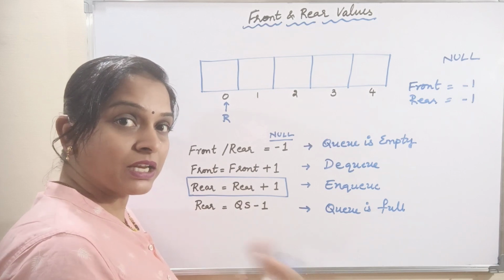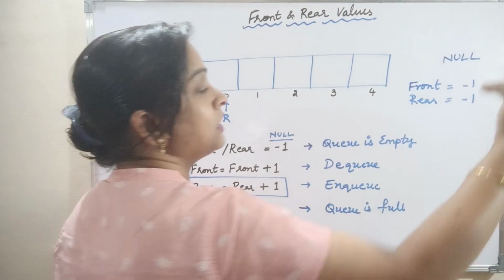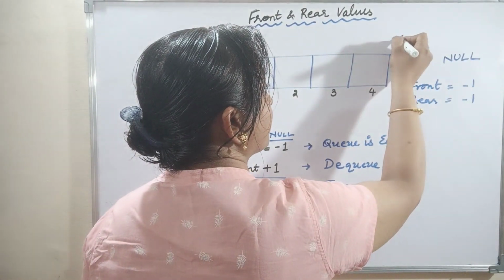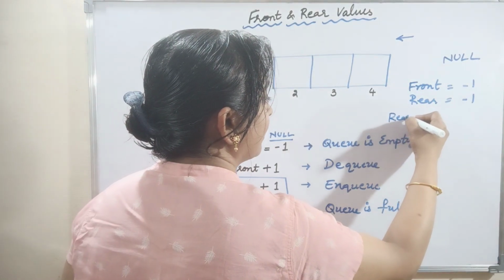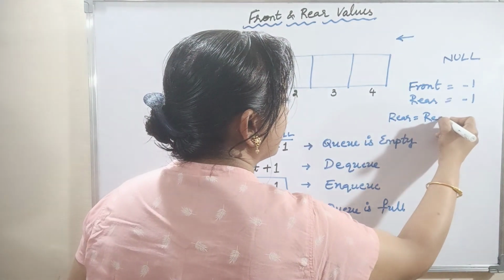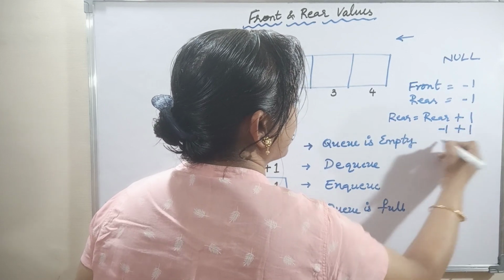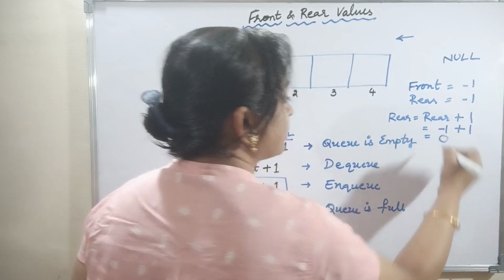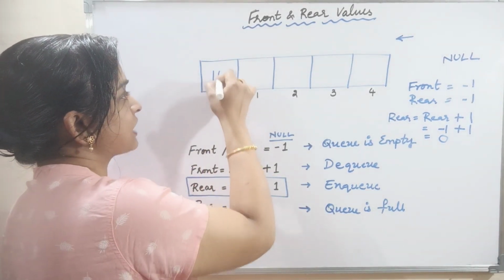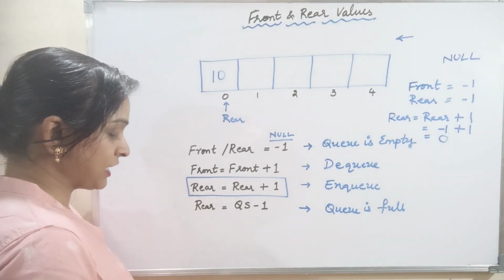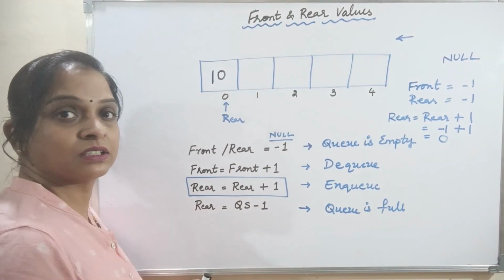And then when we start inserting the elements into the queue, we need to insert the elements from the rear edge. So I just say rear equal to rear plus 1. So it is -1 plus 1, which is equal to 0. So the rear will be pointing to 0. Then I can start inserting the elements. Now I am inserting the element 10.